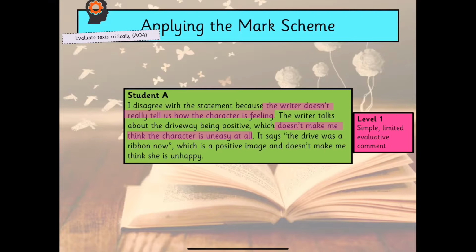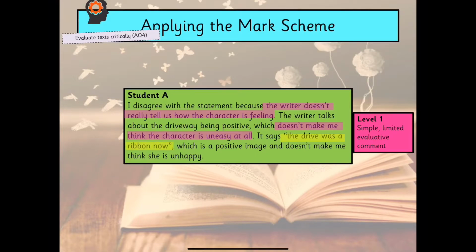The student isn't saying why they don't think the character is uneasy. It's just a statement, and it's a statement that's very easy for someone else to come in and say, well, actually, how about this? Have you considered this? Have you thought about this? That's kind of the weakness of this answer, is that it's open to interpretation and it's open to being pulled apart by a stronger argument.